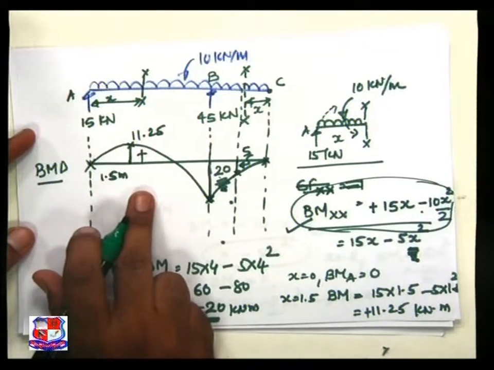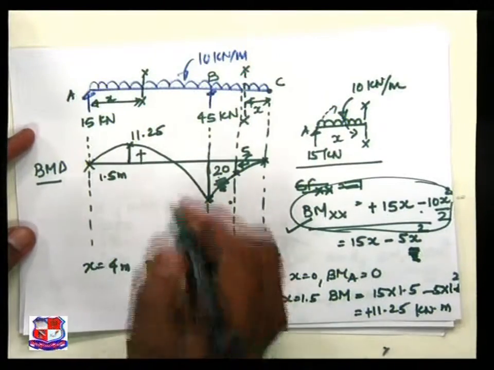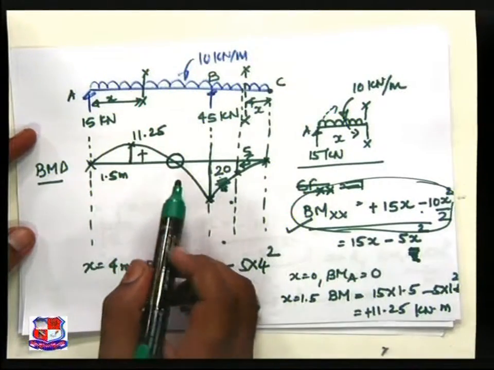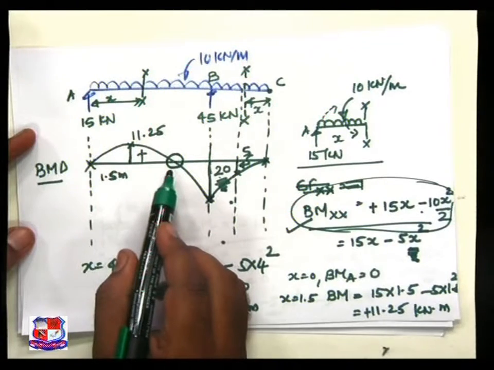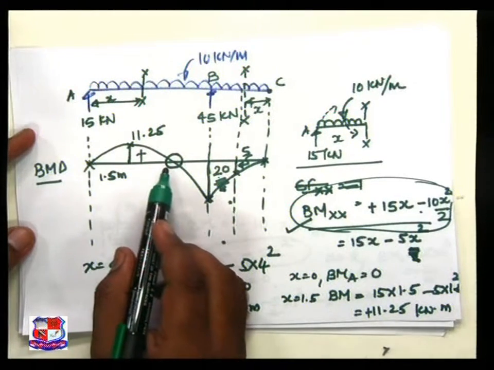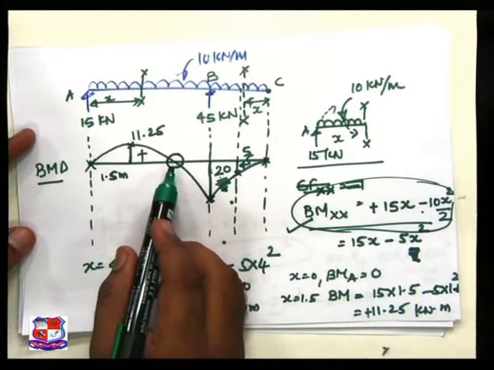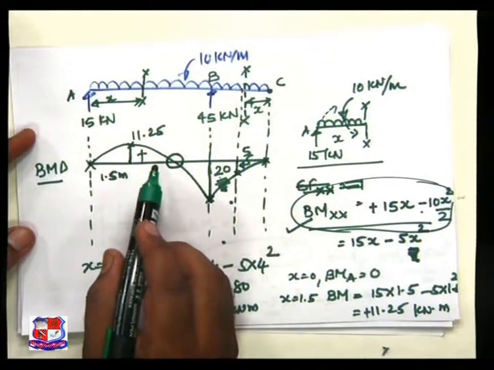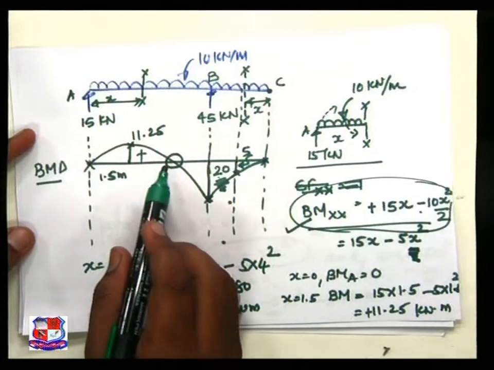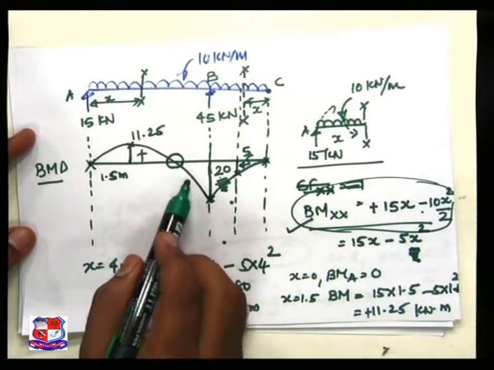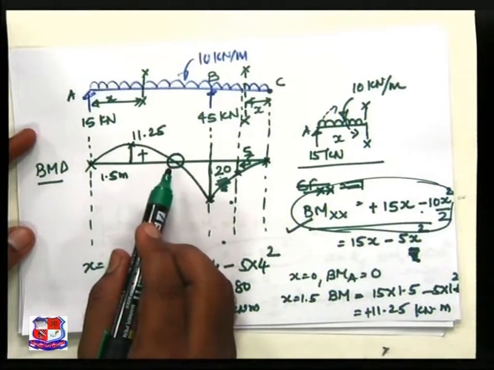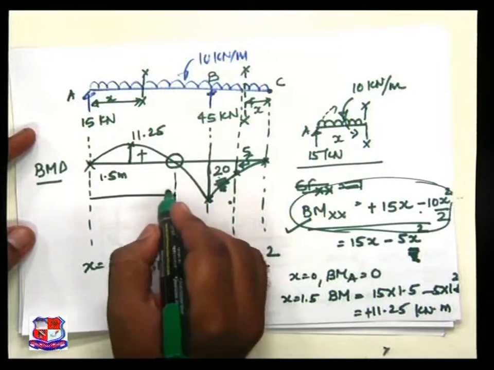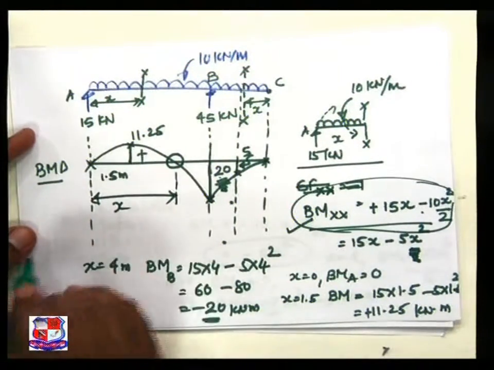In this bending moment diagram, one point is remaining to be found out. Please recall, we discussed this point. What is the name of this point? This point is known as point of contraflexure or point of inflection, the point at which the bending moment diagram changes its sign. The point at which the bending moment diagram is 0 by changing its sign is known as point of contraflexure. And my intention is to find out this distance x.